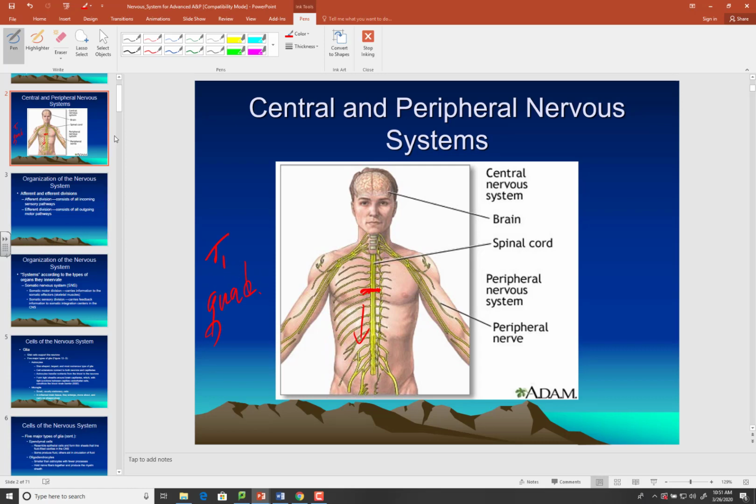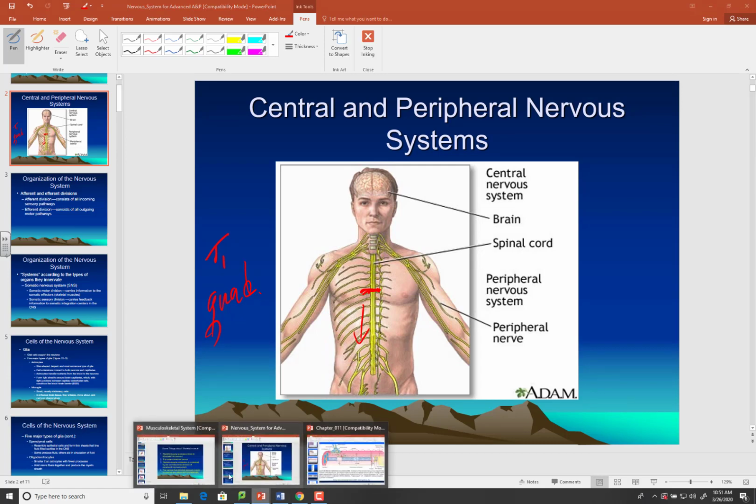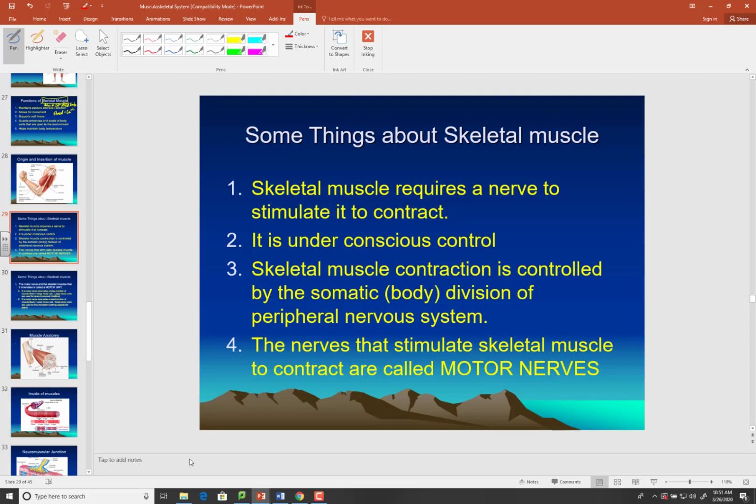So remember that. It's very important that you understand that skeletal muscle requires a nerve in order to make it contract. And it's under conscious control, right? You can decide to lift your arm up, wave, flip me off, whatever. And it's under the control of the somatic nervous system. That's part of the peripheral nervous system. Remember, the peripheral nervous system is made up of 31 pairs of spinal nerves. Remember this?